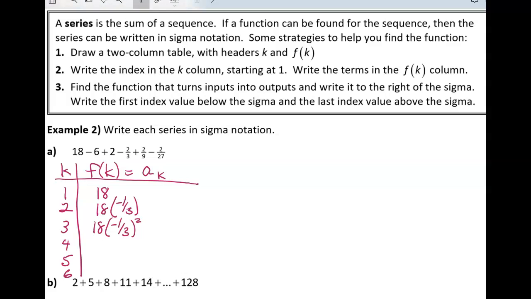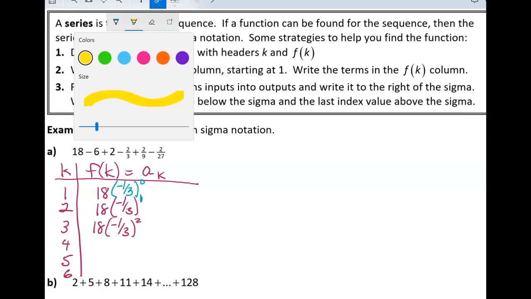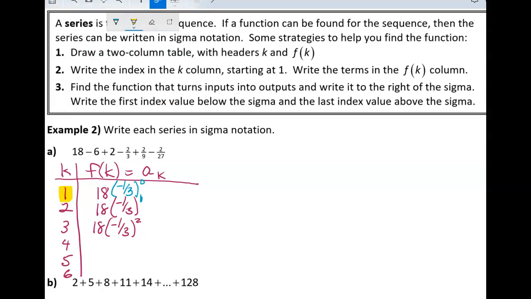I'm not going to list all of the terms here. Let's go back and fill in some of the assumed exponents. For instance, the -1/3 in the second row has an exponent of 1, and in the first row, that 18 is multiplied by -1/3 raised to the 0 power. Let's make some observations about the values of K and our exponents. It looks like when K is 1, the exponent is 0, K is 2, the exponent is 1, K is 3, the exponent is 2.